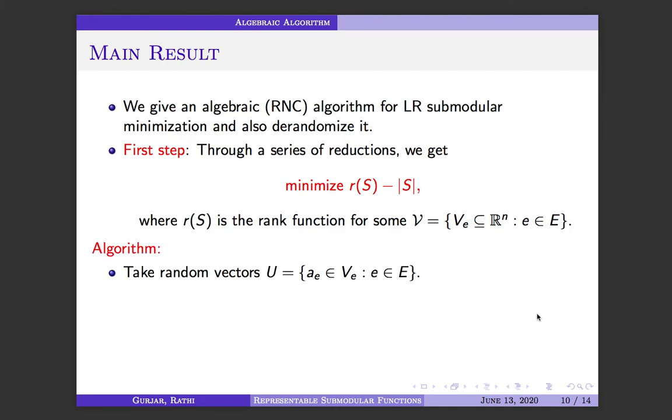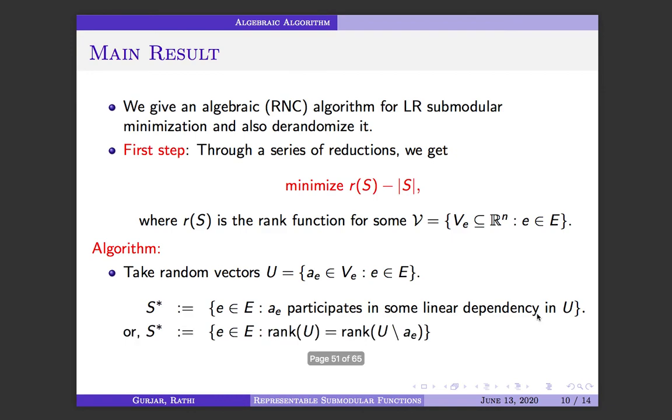Our algorithm is quite simple. First we take random vectors from these given subspaces. Here for each element e in the ground set, we have a subspace Ve. For each subspace Ve, we take a random vector in it, let's say ae. Let U be the set of all these vectors ae we have constructed. Next we construct a subset S star of the ground set. It is the set of all those elements e such that the vector ae participates in some linear dependency in U.